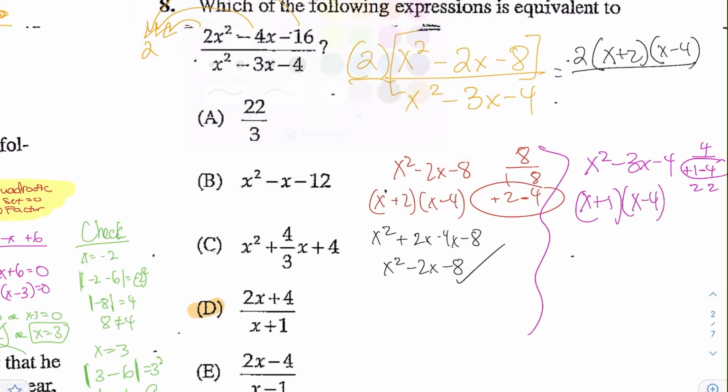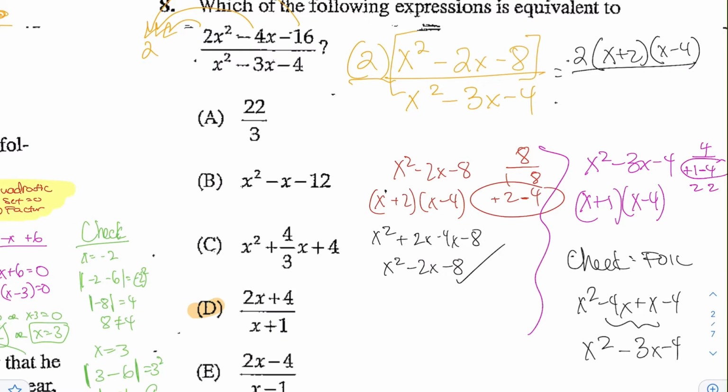Now we should always check. You could check by FOILing. That would be x squared minus 4x plus 1x minus 4. And when you combine the middle two terms, you get x squared minus 3x minus 4, which is exactly what you have here. So everything does check out.